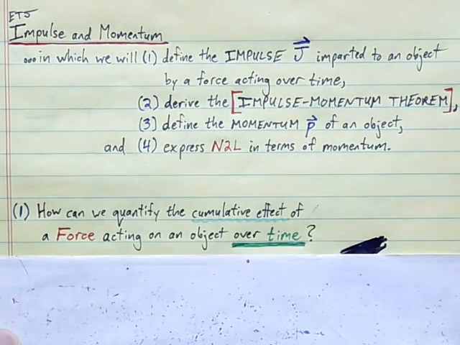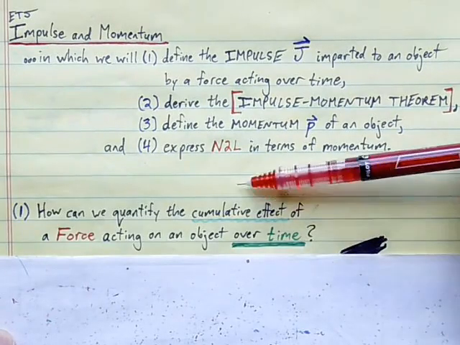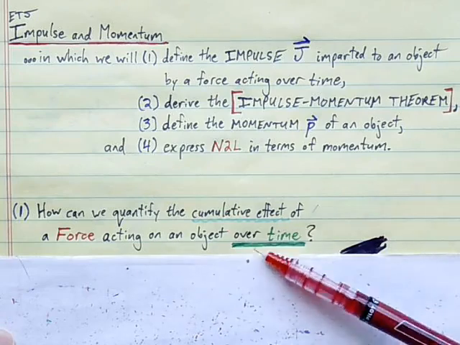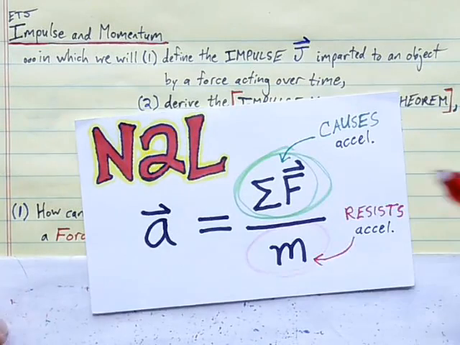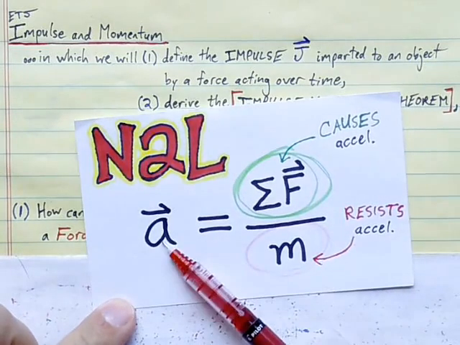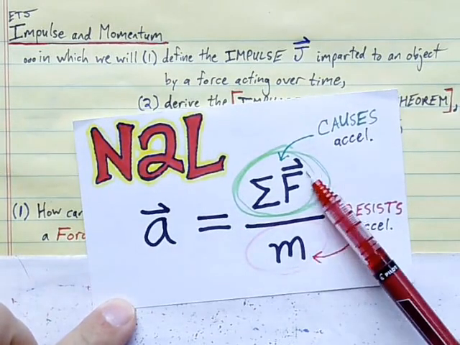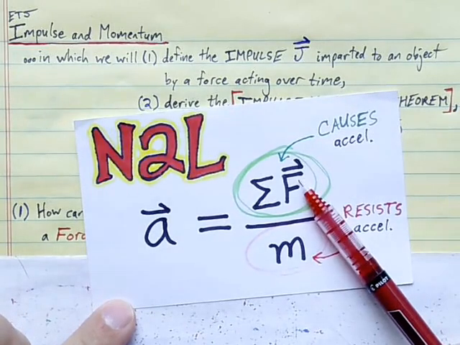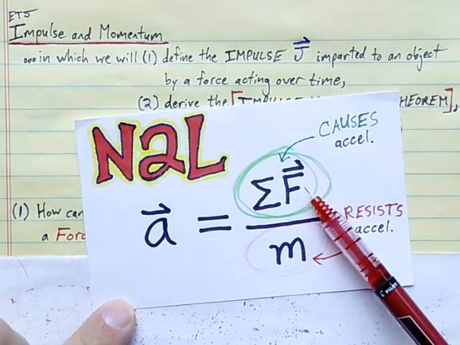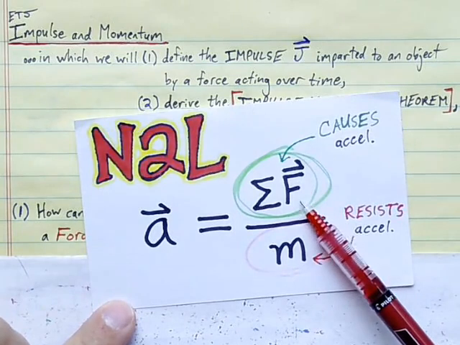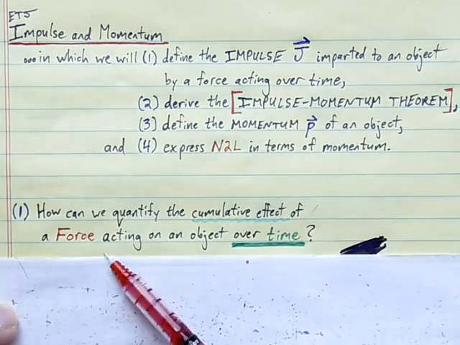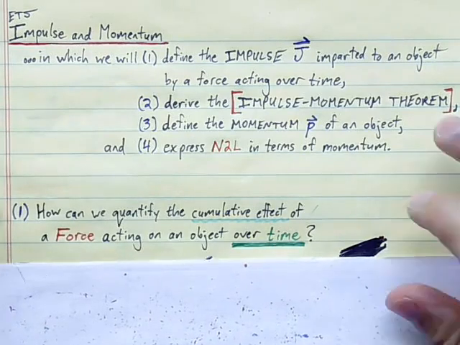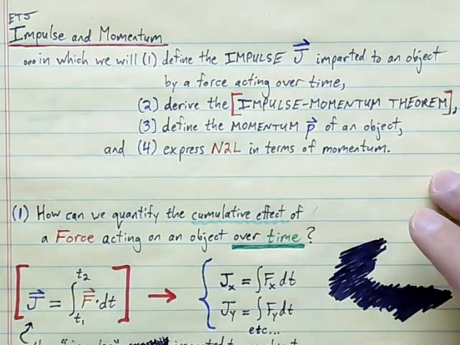So, how can we quantify the cumulative effect of a force acting on an object over time? Note that Newton's second law gives us the instantaneous acceleration based on the instantaneous net force, but of course we're often interested in how a force affects an object over time as it continues to act. So if you want to know the cumulative effect of the force acting over time, here is a way to quantify that.